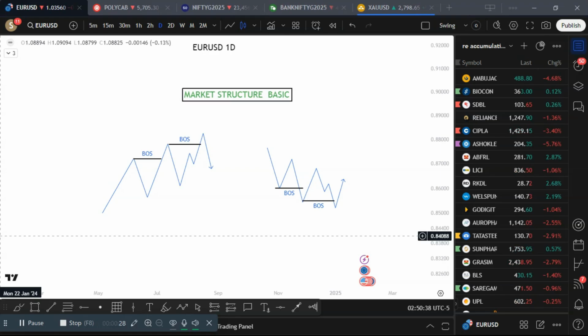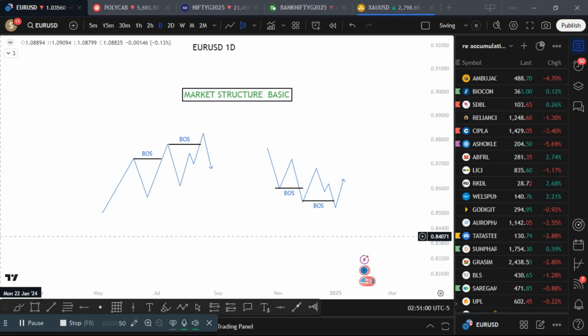Why is market structure important? Because in trading, market structure is everything. Price moves because of structure and liquidity. If you want to make money in trading, you need only two things: market structure and liquidity. Rest everything is noise. Okay, liquidity creates market structure, and market structure tells us where the market is heading.